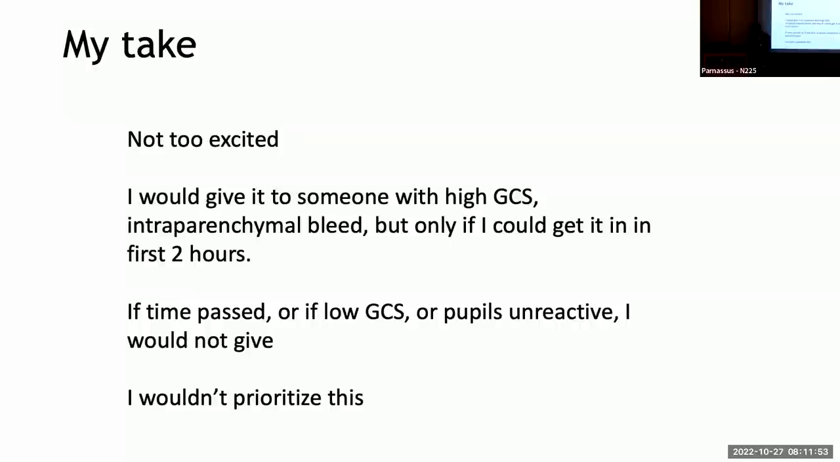So my overall take on this is, frankly, and I say this as somebody who likes to pass out TXA like Skittles. It's a hematologist's best friend, because people want something and it's something you can give them. So I give a lot of TXA. But that said, I'm not too excited about this study. I would give it to somebody who comes in with a high GCS intraparenchymal bleed, but only if I could get it to them in maybe the first 2 hours. And if the 2 hours had passed, or I had other things on my mind, or I forgot about it, I wouldn't feel too bad, because I think the likelihood it's actually benefiting people is small.